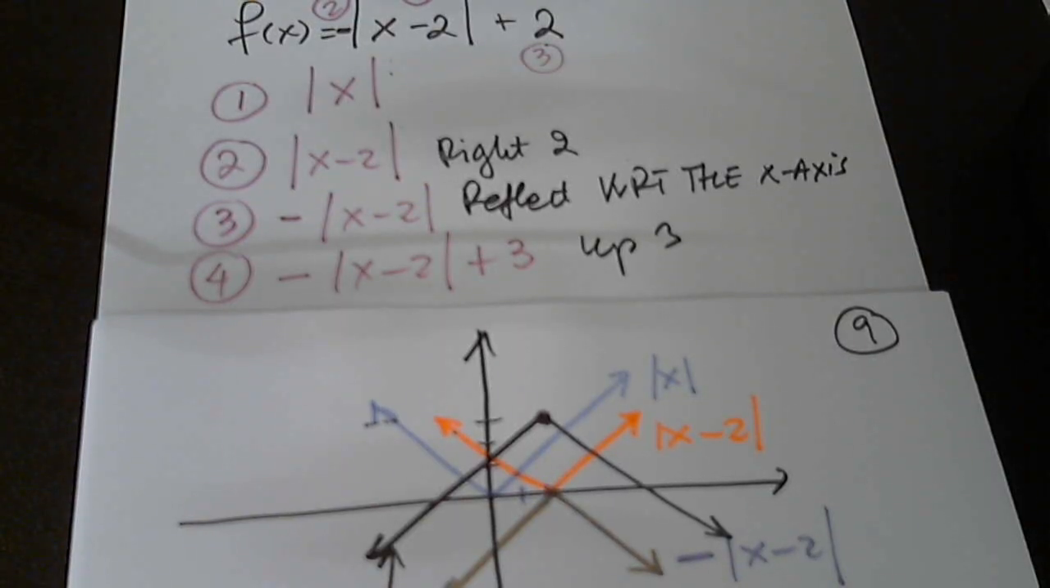Good. Use transformations of the cube root function to graph the function. Okay, so this is the same thing. It's going on forever. Okay, so we have to choose and graph it. Okay.